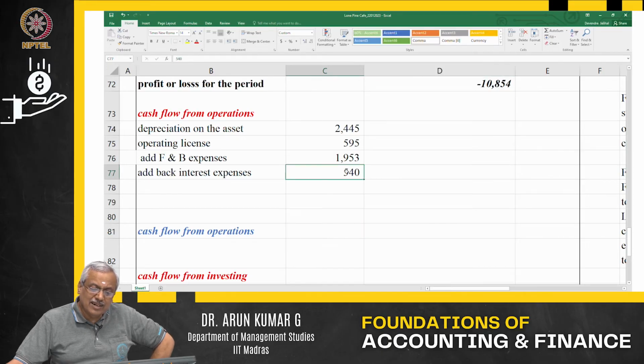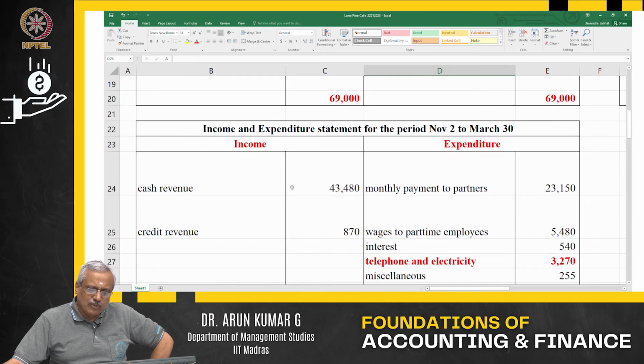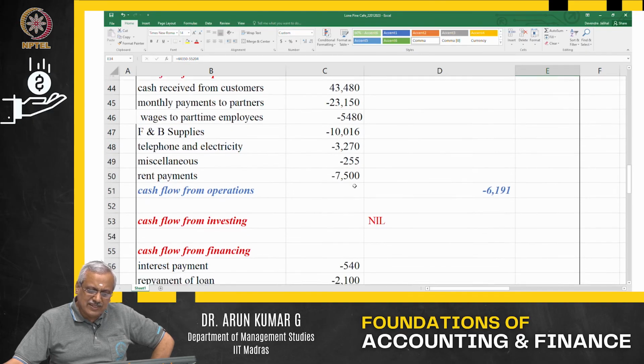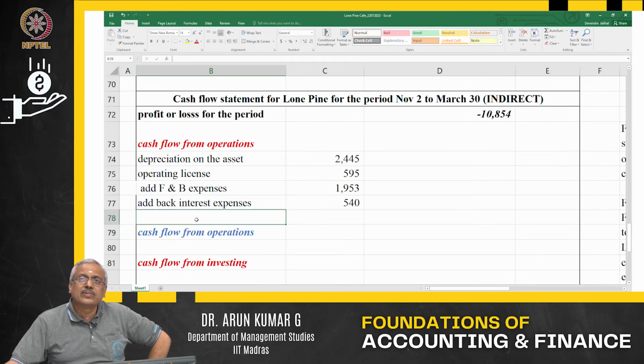Then I added back interest expenditure. Yes. Let us look at the revenue. What is the revenue? Revenue was cash revenue. So much there is a credit revenue. After including the credit revenue, you got a profit. But have you received cash on it? You have not received cash on it. So what happens?